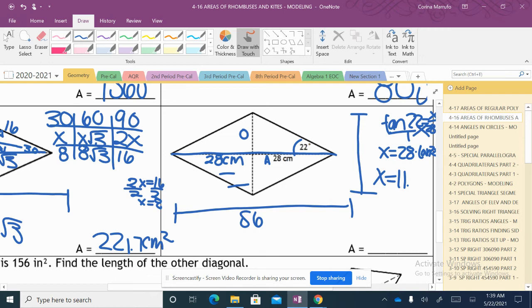11.3. Okay, so then that means that this side is 11.3, so that makes the whole thing from here to here 22.6. So for my area, we're going to take 1/2, we're going to take 22.6, and then multiply it times 56. So 1/2 times 22.6 times 56 gives me 632.8, and my units here are centimeters.